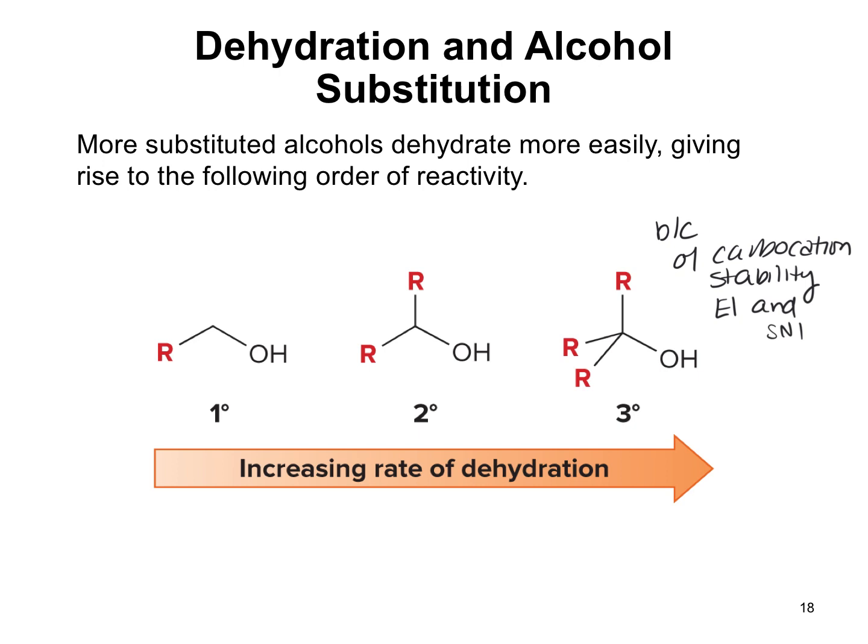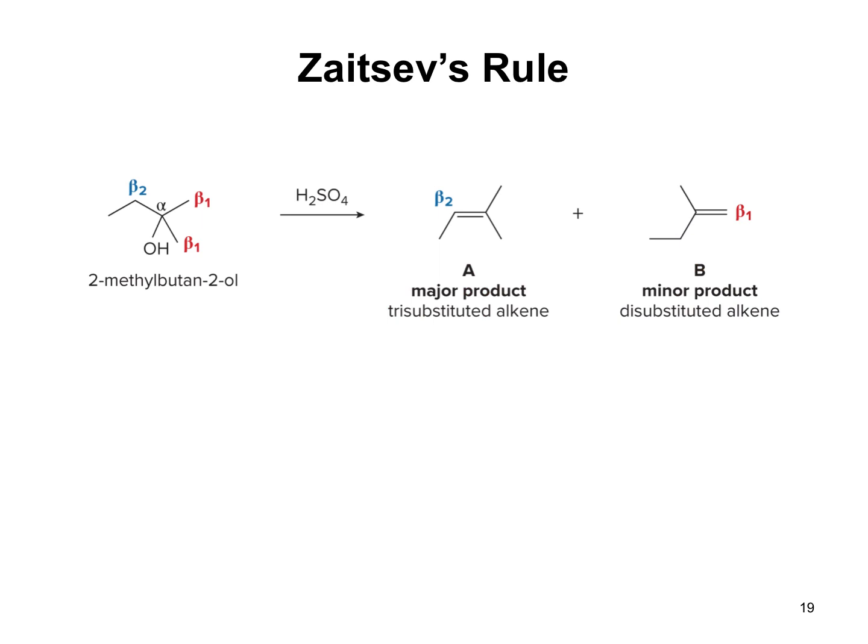So now back to Zaitsev's rule. When an alcohol has two or three different beta carbons, so these beta carbons here are chemically equivalent, this one is different. Dehydration is generally regioselective, and it follows Zaitsev's rule. That means the more substituted product here is the major product, where the minor product is the less substituted. In reality, you get a mixture of these. You just get more of this because it's more stable.